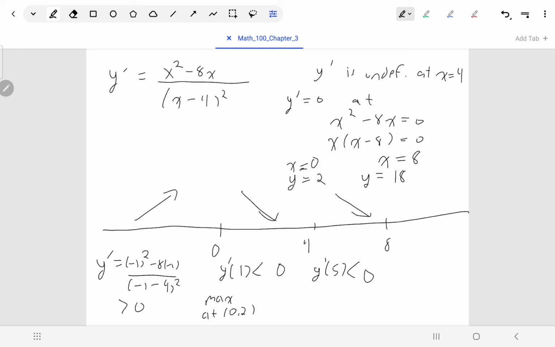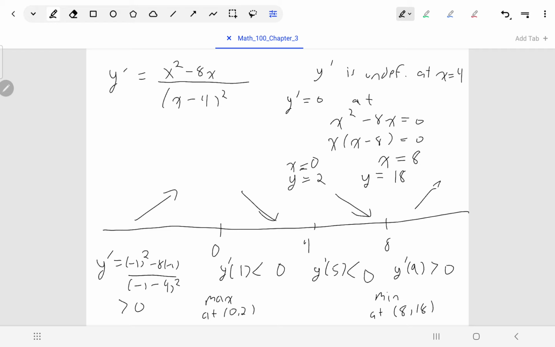Between 4 and 8, I could choose 5, and I found for 5 that my first derivative was also negative, so we're decreasing. And after 8, I could pick 9, and I found if I put 9 into my derivative, it gave me something positive, so we're increasing afterwards. 8 was definitely another point on our graph. We decrease followed by increasing, so we definitely have a minimum at x equals 8 and y equals 18.